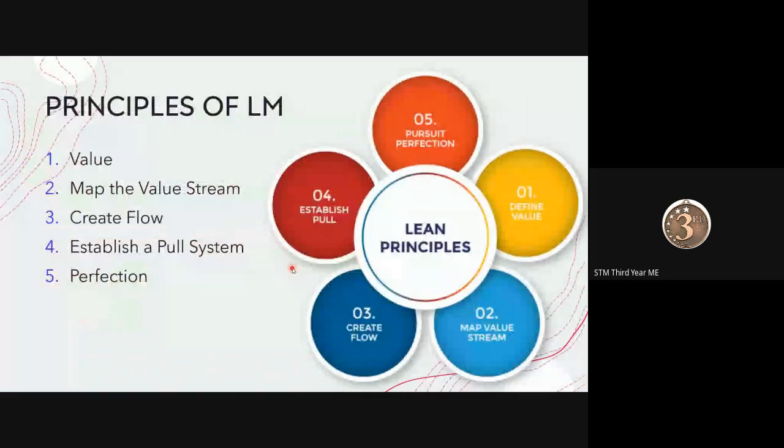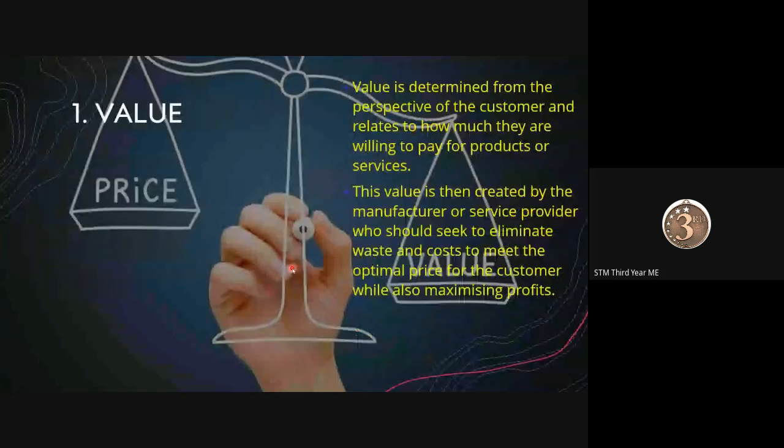Next are the principles of lean manufacturing. There are basically five principles: value, map the value stream, create a flow, establish a pull system, and finally perfection. So, five types of principles. We will look at each and every one of them one by one. The first one is value. So what is value?